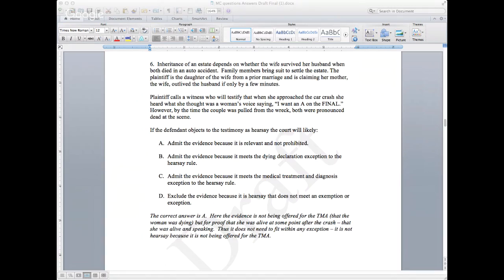Exactly. Well, yes, it's extremely low. The fact that she said something means that she was alive. Now, does that mean the husband was dead? No, but it just makes it more probable than not that she survived him.